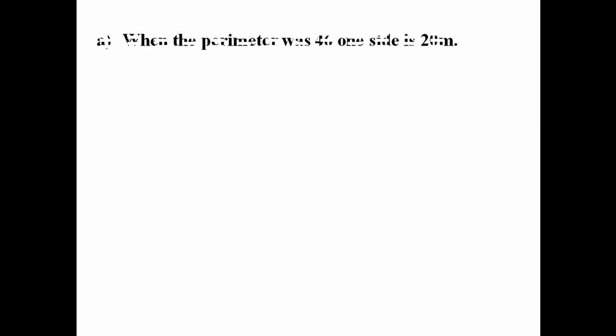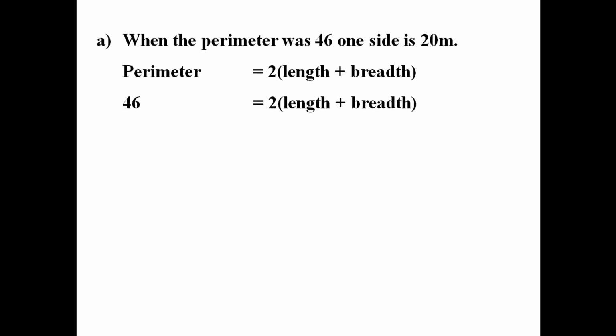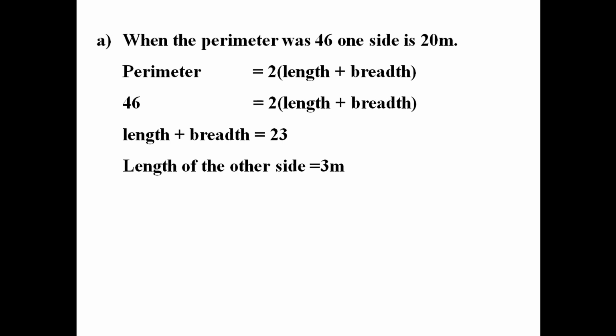When the perimeter was taken as 46, one side is given as 20 meters. We know perimeter equals 2 times (length plus breadth). Here perimeter is 46, so 46 equals 2 times (length plus breadth). Hence, length plus breadth equals 46 by 2, or 23. Given that one side is 20 meters and the sum is 23, the other side should be 3 meters. Now, the area of the rectangle is length into breadth, that is 20 into 3, or 60 meters square.